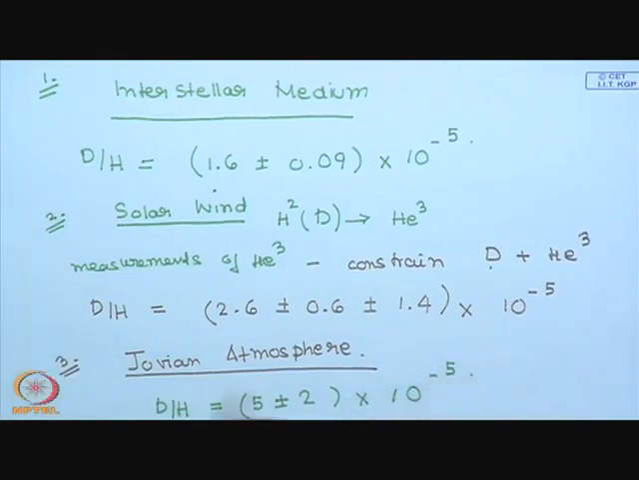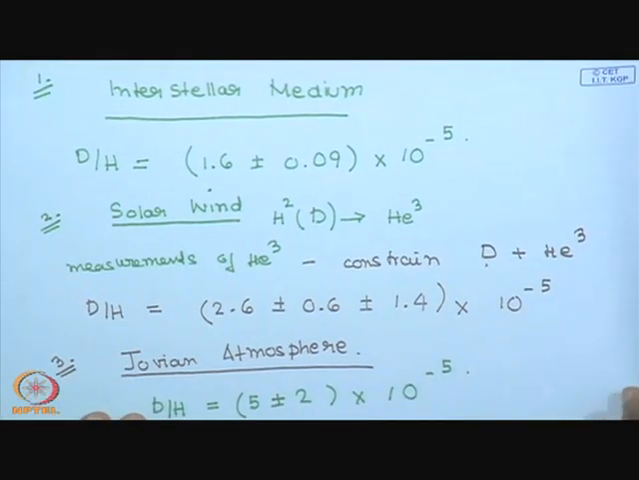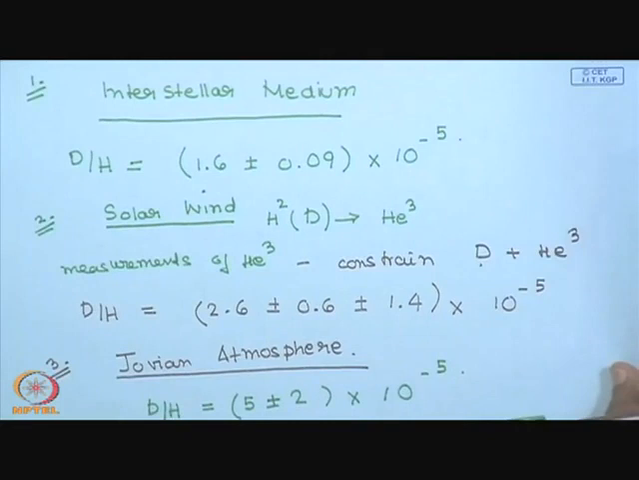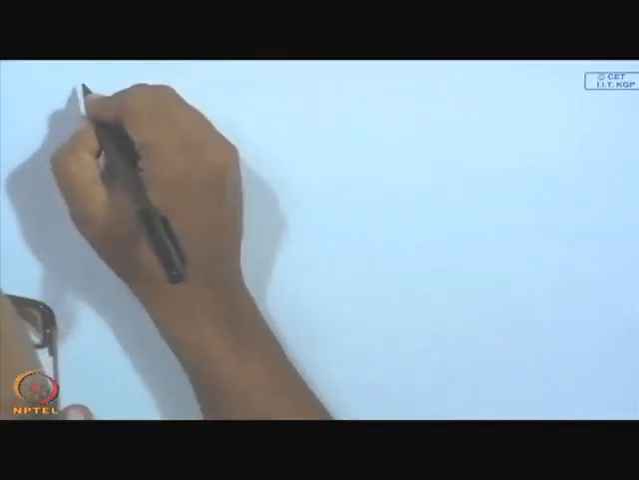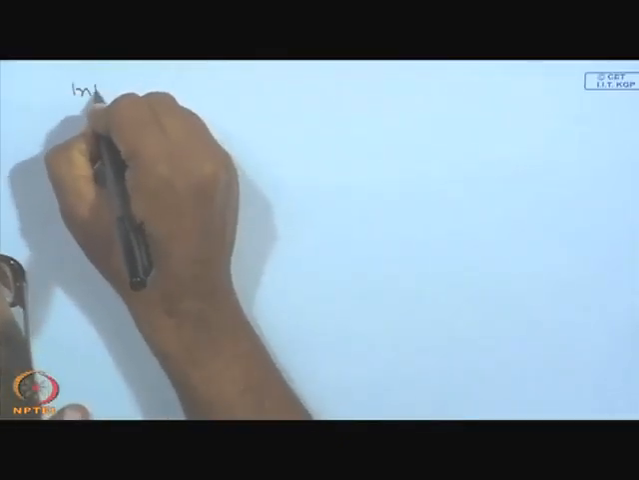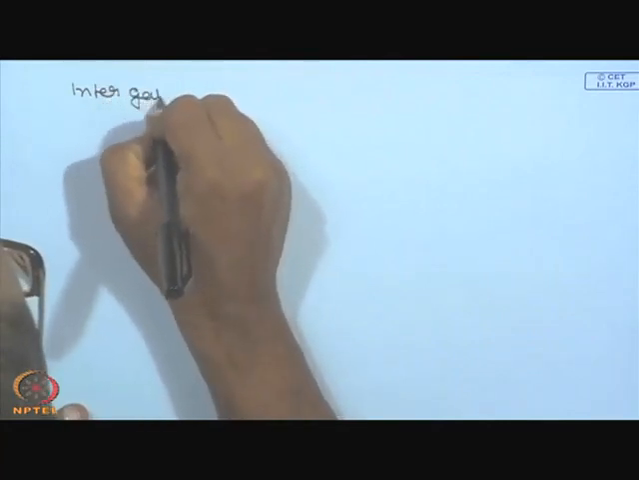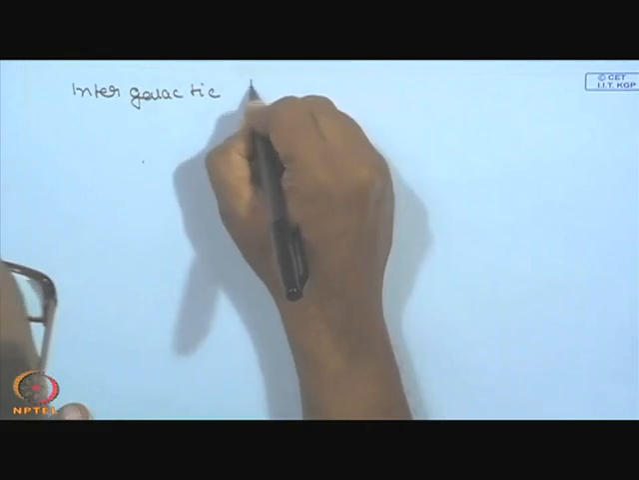Traditionally, these are the kind of observations that people have used to constrain the deuterium to hydrogen ratio. And of late, maybe the past 15 years or so, going on to 20 years, in the 90s and last decade, it has been possible to measure deuterium in the intergalactic medium.